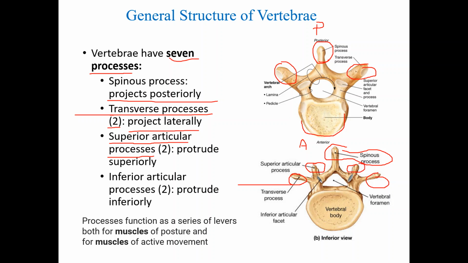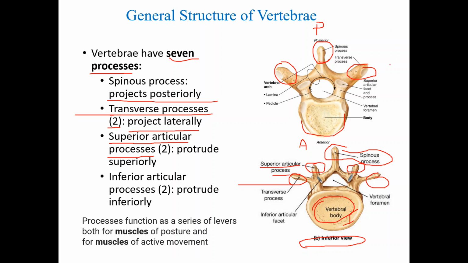They protrude superiorly, okay? So of course now I'm looking at a vertebra from here. This is an inferior view, right, of the vertebra. This is the inferior part of the vertebra, okay? And so you can see the body. This would be the portion of the body where it is covered in fibrocartilage, right, over here. And so, therefore, this is a superior articular process.